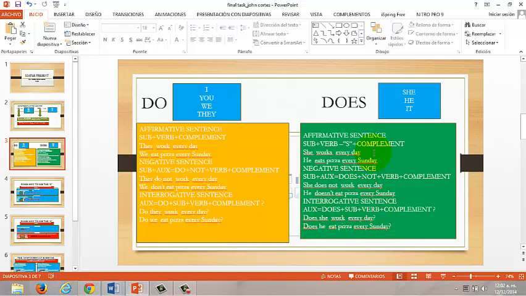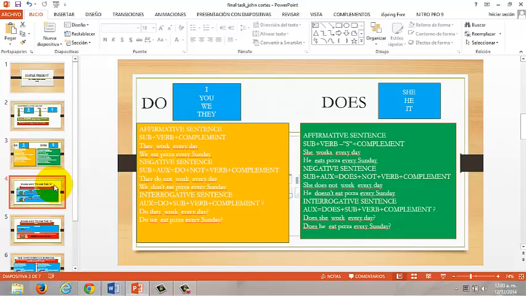I want to check this part. Here in the affirmative I add s, but in the negative no. Why? Because the auxiliary does appears. For that reason I have to erase the s, or return the verb to its normal form.